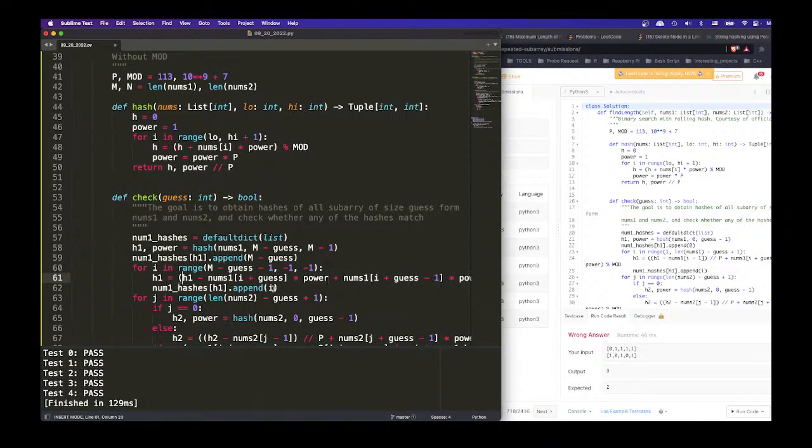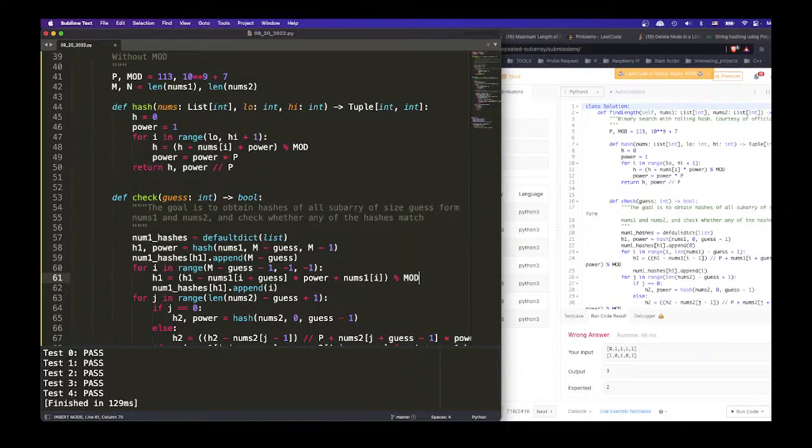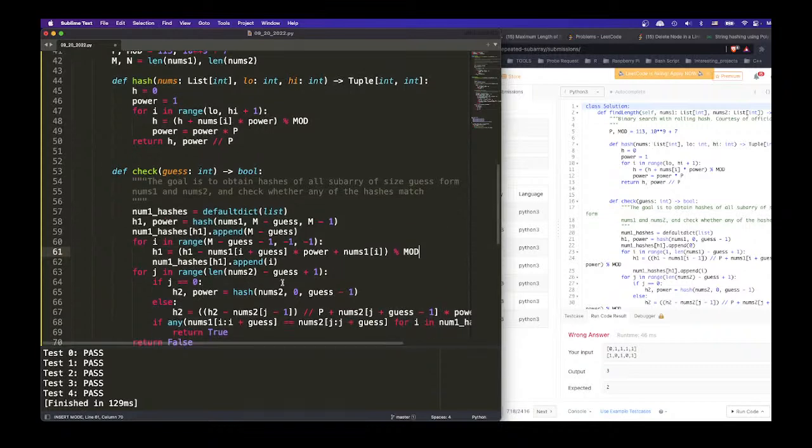That's what we do. Minus this times power. So that's the one we need to get rid of, and then plus nums1[i], and we don't have the time power here. And then we can mod guess. Okay, mod. I plus guess. Yes, because i is here: 1, 2, 3. Remove this and plus this. So that will be H, and we'll append i. Okay.